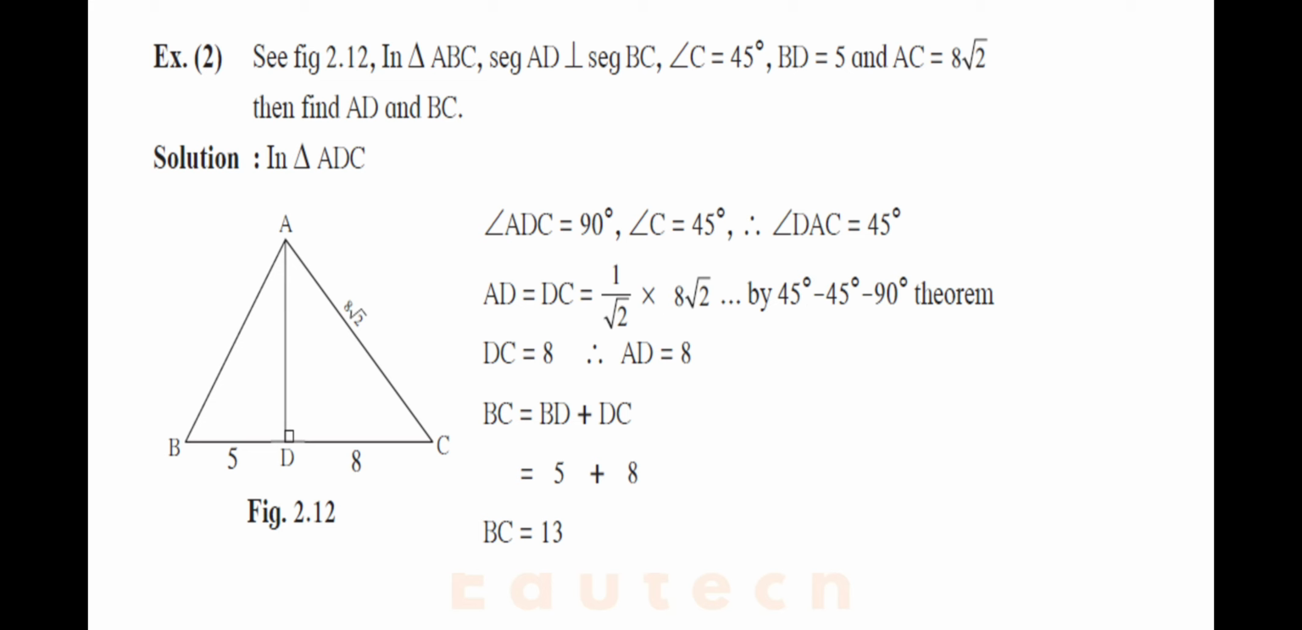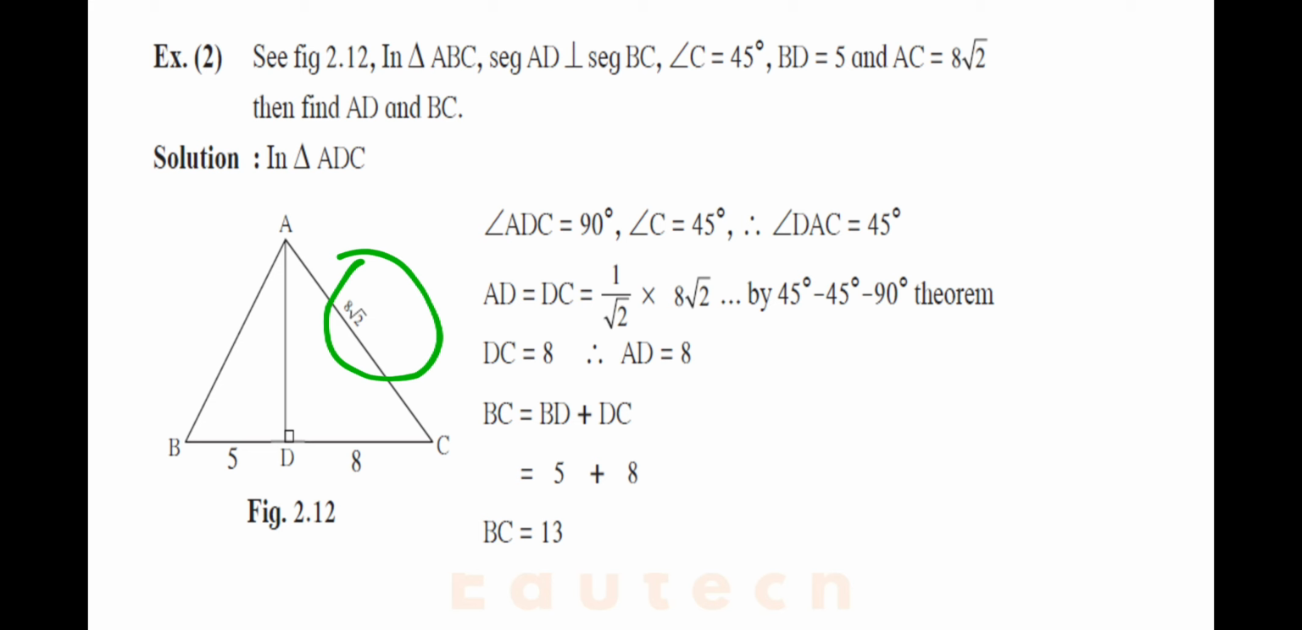theorem. So in triangle ADC, my angle D is 90 degrees and angle C is given, that is 45 degrees. Obviously if C is 45 degrees, my angle A also becomes 45 degrees. So now, after applying the 45-45-90 theorem, AD equal to DC equal to 1 by root 2 times of AC. My AC is given, AC is 8 root 2. So I want to find AD.